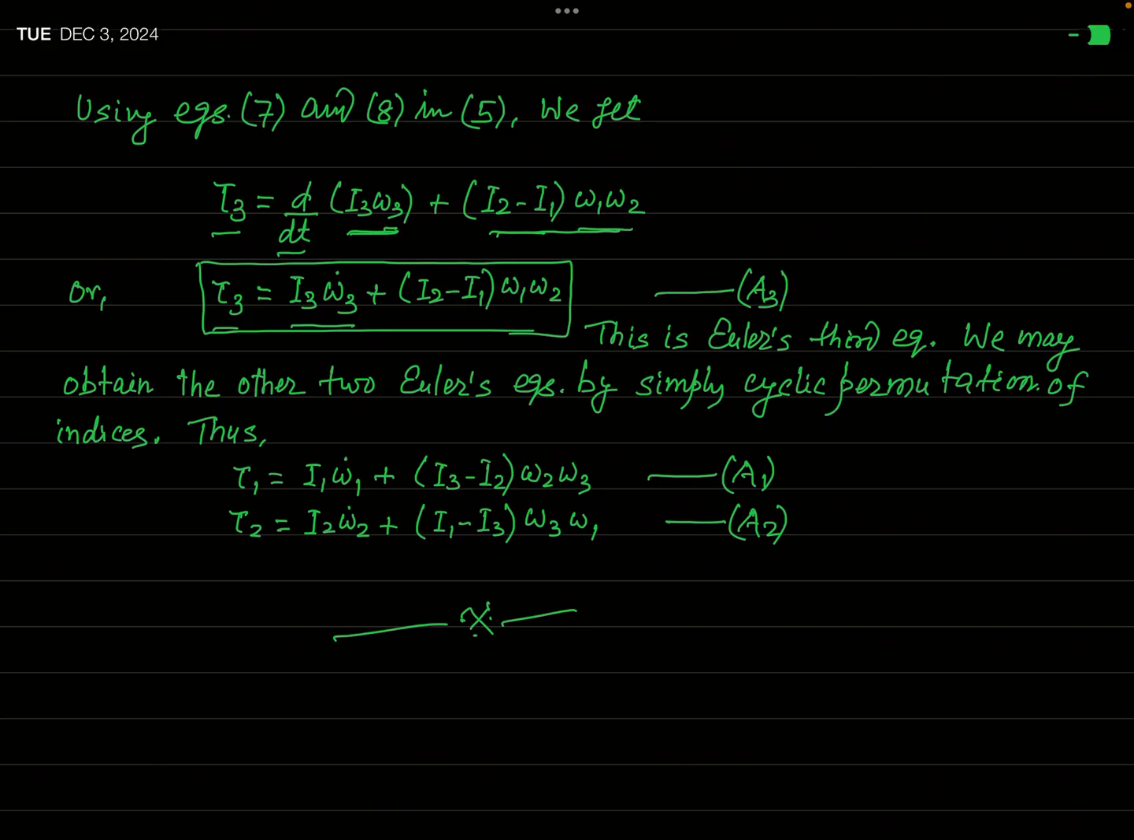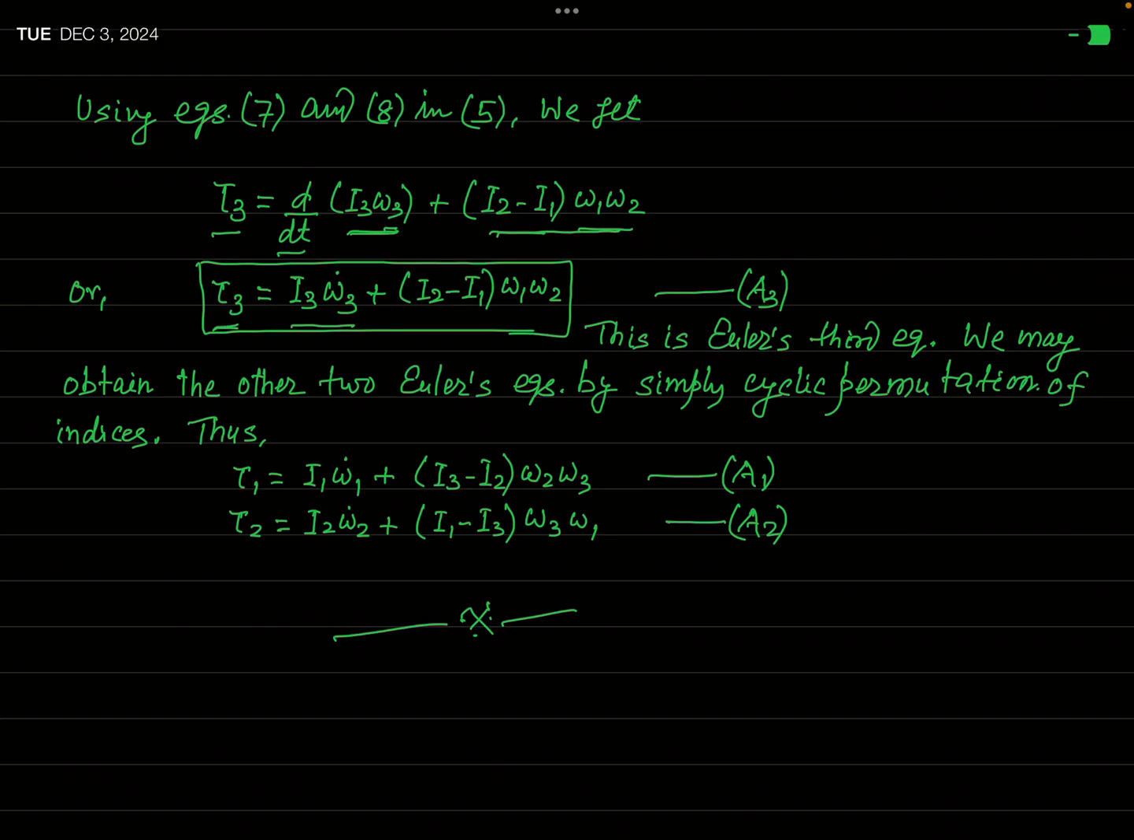So in the similar manner, when the other two generalized coordinates phi and theta are taken as the generalized coordinate and we set up the Lagrangian equation, then we will get the other two equations. But there is no need for that. You can write the other two Euler's equations by inspection, simply by the cyclic permutation of the indices. And for this, I am just giving you a trick.